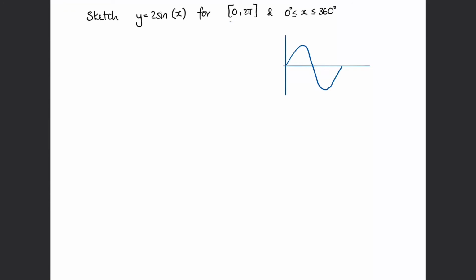We have been given a domain of 0 to 2 pi, so we need to work out how many cycles, sorry. So we need to work out our period. Here our period is going to be 2 pi divided by n. N is the coefficient of the x term, so that'll be 2 pi divided by 1, which is 2 pi.